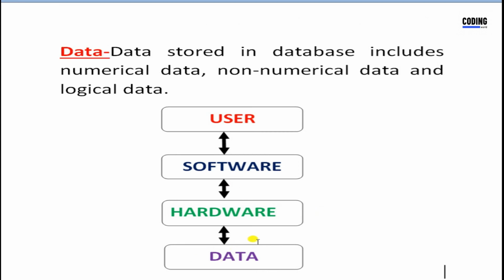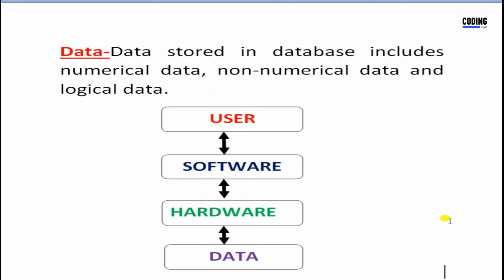Next component is data, and it is the most important component. Data stored in database includes numerical data, non-numerical data and logical data. So what type of data do we store in our database? Data stored in database includes numerical data, non-numerical data and logical data. It means in a database, data are of many types like numerical, non-numerical and logical data. Whichever type of data we want to store in the database, we can store.